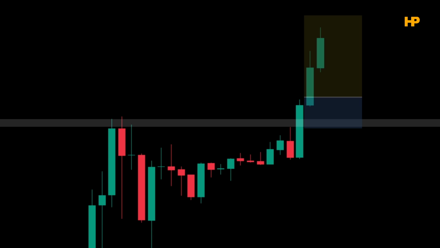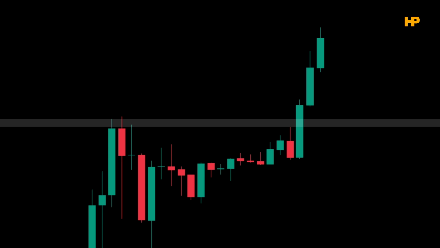Why it works: London's influx of volume triggers impulsive breakouts, especially on GBP and EUR pairs. Let's see some of the other most effective strategies.